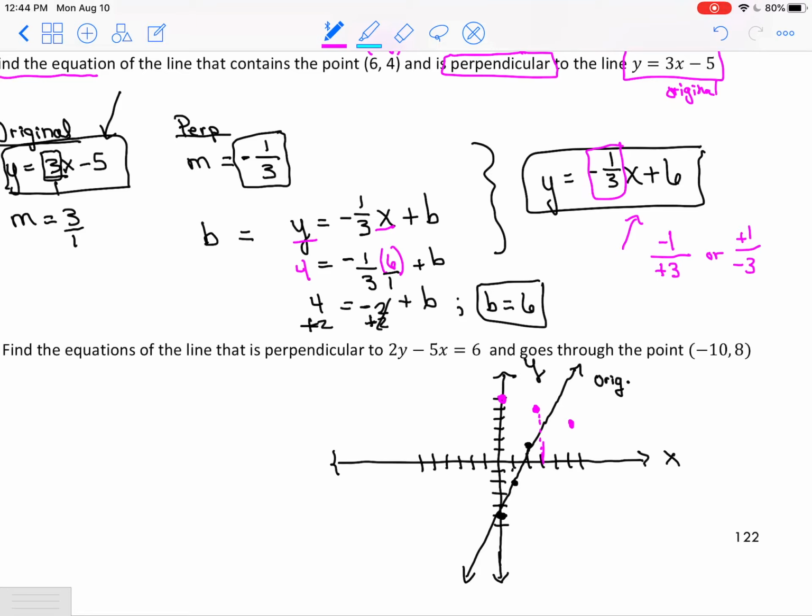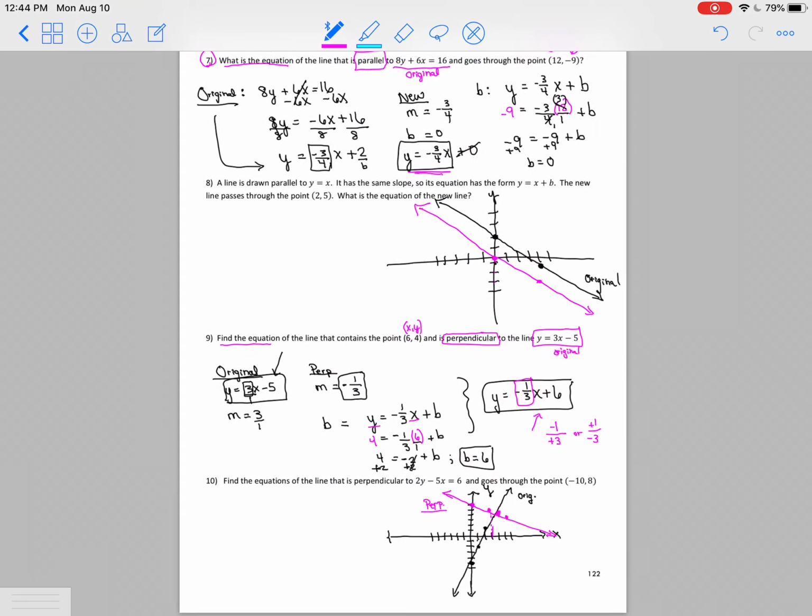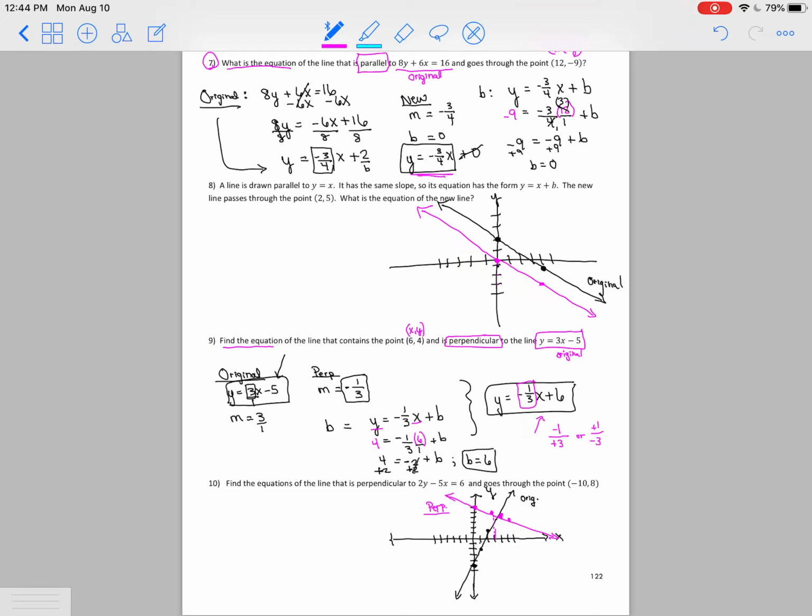All right, if I connect these points with a line, we can see that this is my perpendicular line. The point is, we can see right here that 90-degree angle. They meet at that 90-degree angle, and that's what we're expecting to happen. So you guys can always do a little sketch of a graph just to double check yourself and make sure that it looks right.